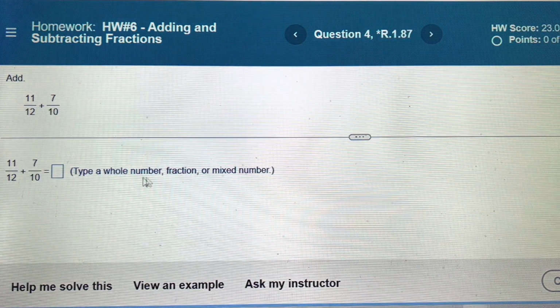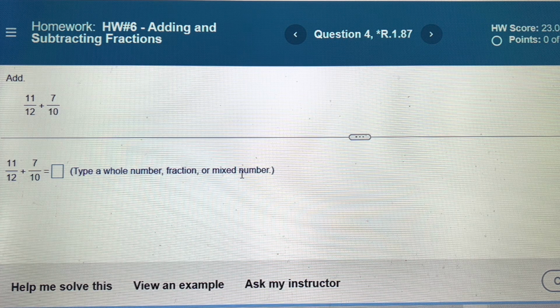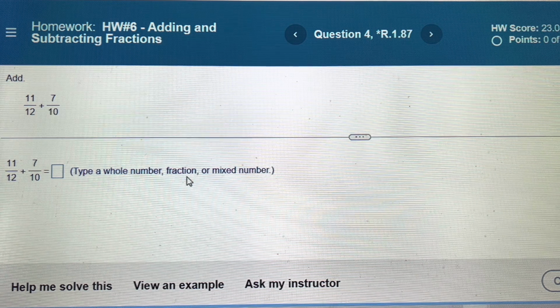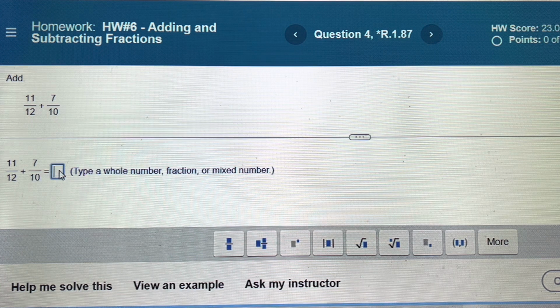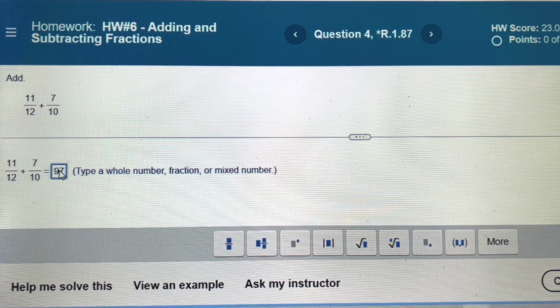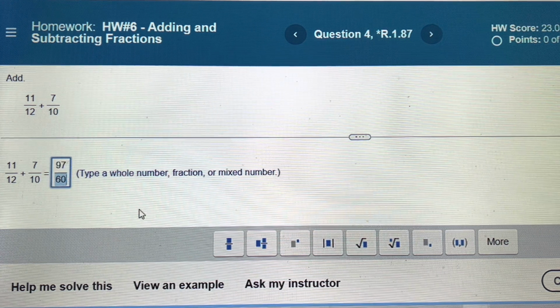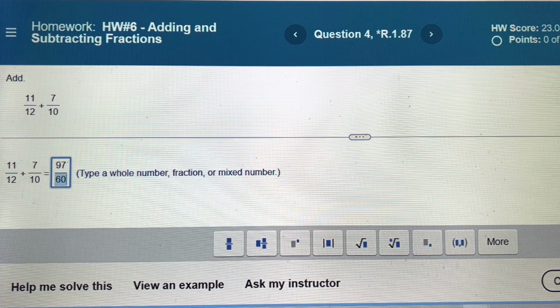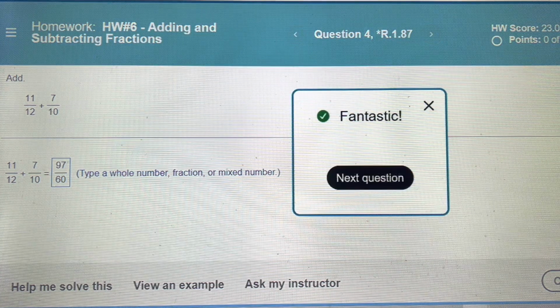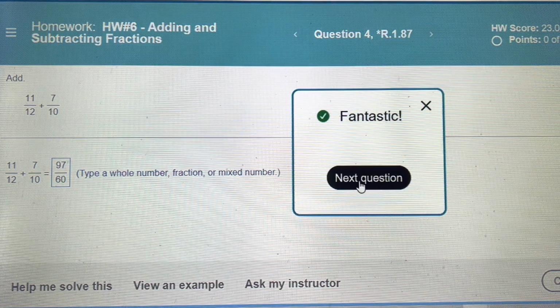Type a whole number, a fraction, or a mixed number, so they're pretty lenient on what they'll take. You can do mixed numbers. I usually don't do them. They're kind of cumbersome to work with. It doesn't say reduced fractions, so I should be able to do 97 divided by 60. And improper fractions are usually okay unless they specifically ask only for a mixed number.